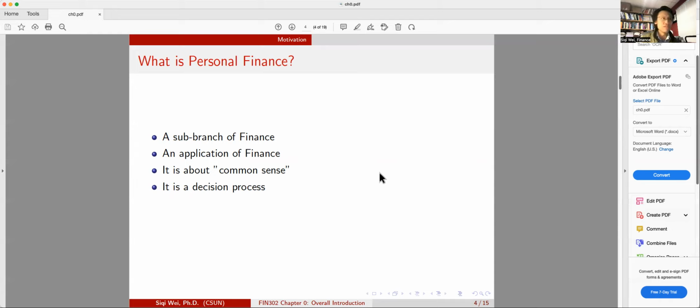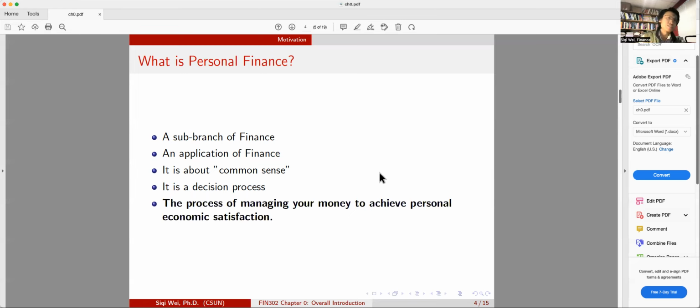Okay, and it's definitely a decision process. It's a process of managing your money to achieve personal economic satisfaction. Notice my word. It's a personal satisfaction. It's subjective because each one of us has a different level of risk tolerance. Each one of us has a different level of utility and satisfaction, right? For example, at the end of a semester, I believe different students have a different take on this personal finance class, right? It depends upon your career goal.